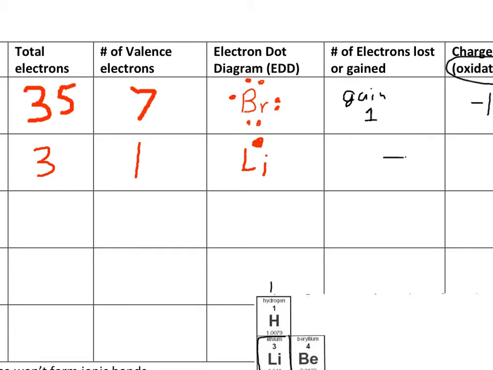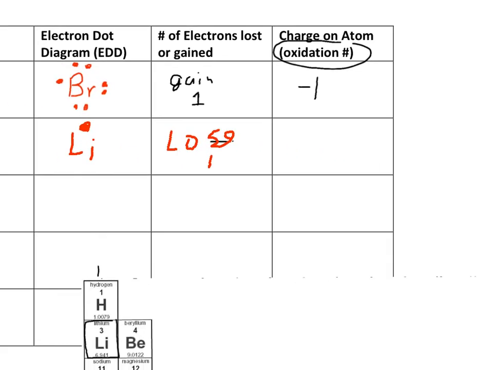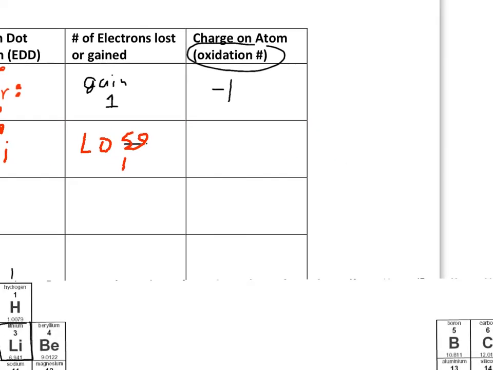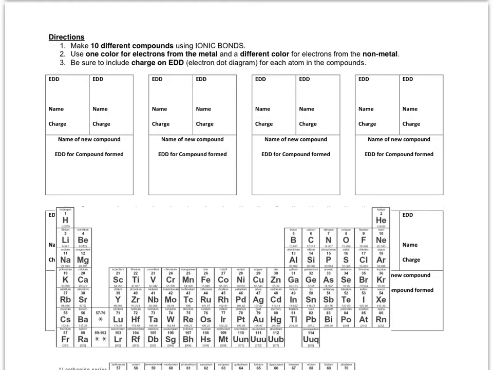Remember, it has a full outer shell underneath that 1 extra electron, so it's going to want to lose 1. And if I lose 1 negative charge, it means I have 3 protons and 2 electrons, so I'm going to have a charge of +1. Alright, that should help you finish that chart. We'll see how you do on the rest of it. Go ahead and pause the video and do that now.